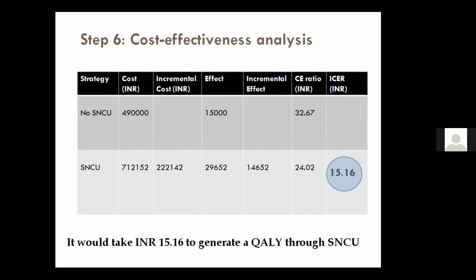Similarly, for effect, no SNCU is 15,000. This is from step 4, I think you have got. And in the last slide, you have got 29652 with this intervention. The difference is the incremental effect. So 29652 minus 15,000 is 14652.